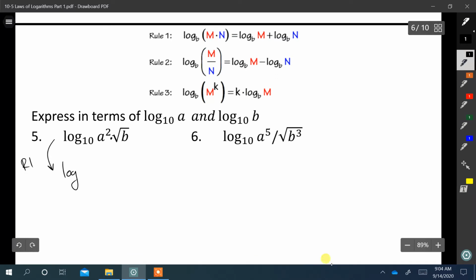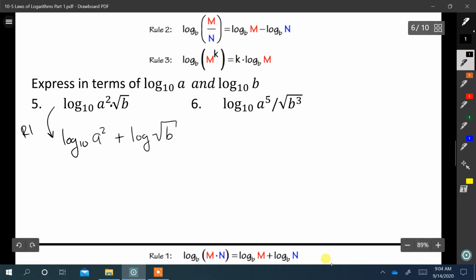And I'm going to say log of 10. By the way, you don't actually have to write log of 10, you just have to write log, because if you write log, it's assumed already that it's base 10. Okay, so we have log of 10, a to the 2nd, plus log of the square root of b.